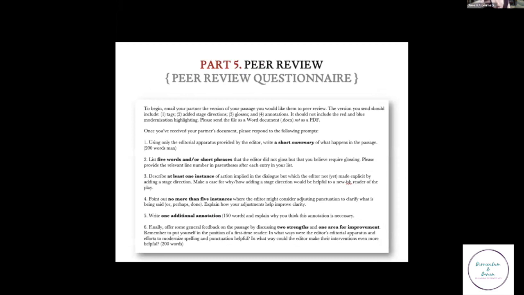Finally, we had this peer review moment where students traded their passages, and the peer reviewer then had to provide a short summary of the passage, list words they needed glossing, right? So the editor might not have glossed words that actually needed glossing. Again, implied action that the editor overlooked that this reader needed an explanation for, and writing 1 additional annotation for the passage, and then talking about strengths and weaknesses, or I framed this as areas for improvement. And these were really constructive reviews.